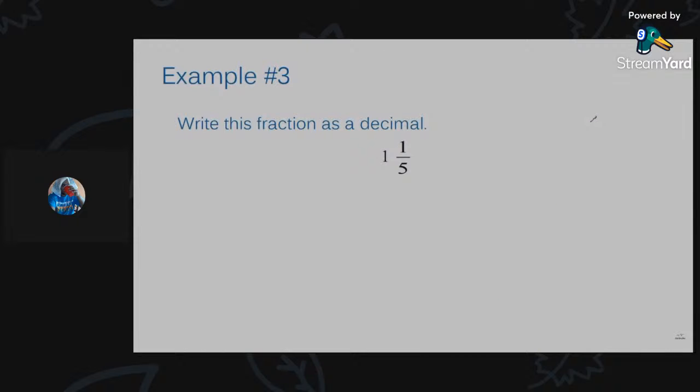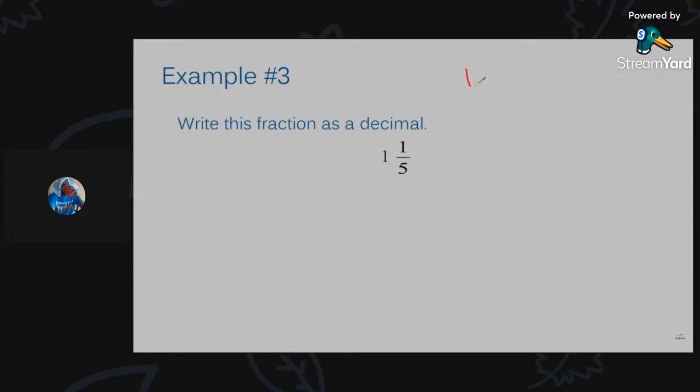Example number 3, they want us to write this fraction as a decimal. Okay, this fraction is different. This fraction is a mixed number. Let me tell you something. When you have a whole number, you can have a whole number in your fraction as well as in your decimal. So what I can do is write this out to the side.